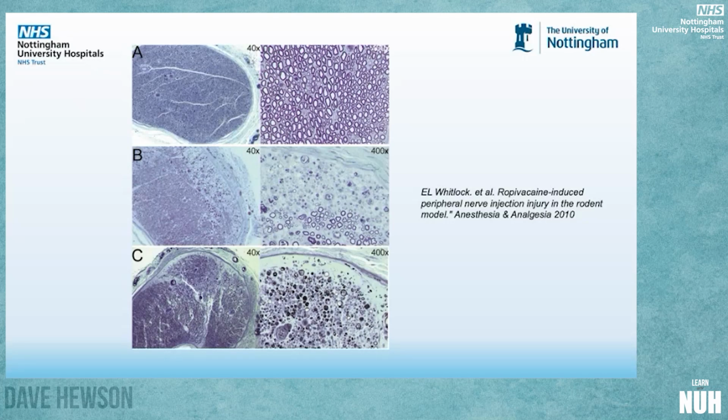This is a paper from a decade ago now by Elizabeth Whitlock. It's a rat sciatic nerve, but similar work has been done in humans. At the top there, that's the rat sciatic nerve exposed, magnified under saline. That's normal nerve anatomy under 40 and then 400 magnification. Panel B is the same with exposure to phenol. You can see on the right there's just disruption of the normal nerve axonal architecture and periaxonal edema.